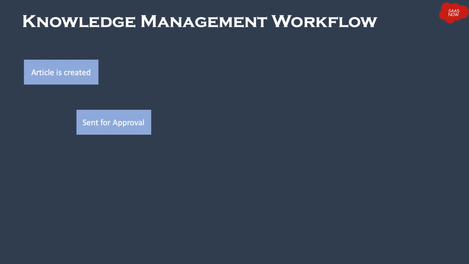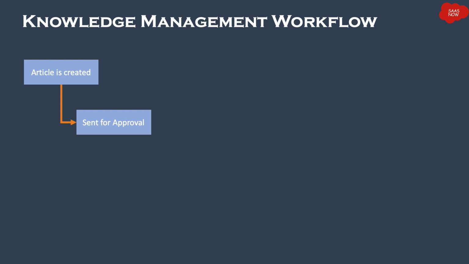Knowledge management workflow. An article cannot just be allowed to be created without any review. To make sure the proper process has been followed, when you create an article, it follows a workflow in which it goes through different stages and finally gets published or maybe retired. So when an article is created, it goes to the draft stage. Now, the author who has created this article can push it to the next stage by clicking the publish button. And then that article will be sent for approval.